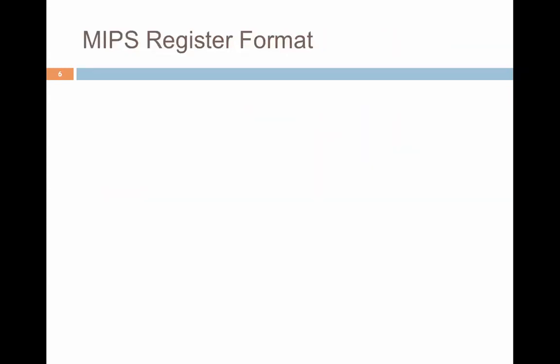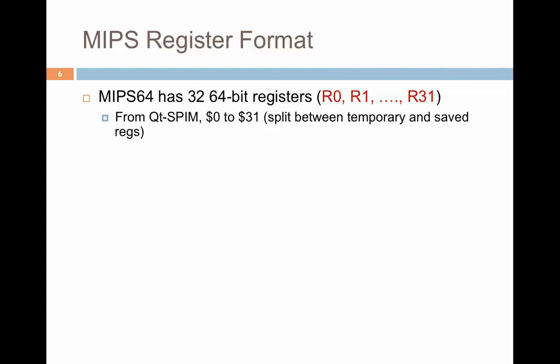Now, if you look at the MIPS register format, the first thing we will see in MIPS64 is that it has 32 64-bit registers, ranging from R0 up to R31. For example, if some of you have taken my previous course on computer organization, you would see that QtSPIM had registers ranging from 0 up to 31, split between temporary and saved registers. These are the same registers that you are using, but each of them is now 64 bits, and there are 32 of them, obviously.